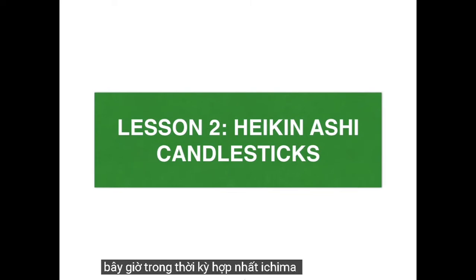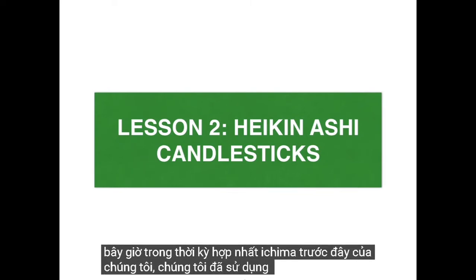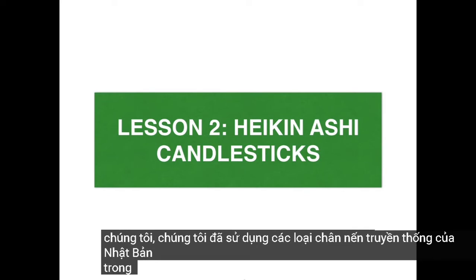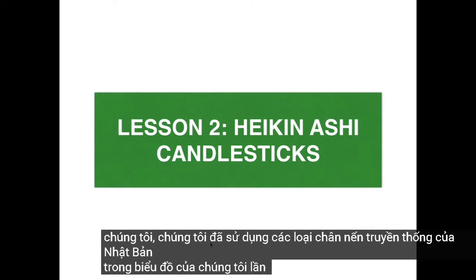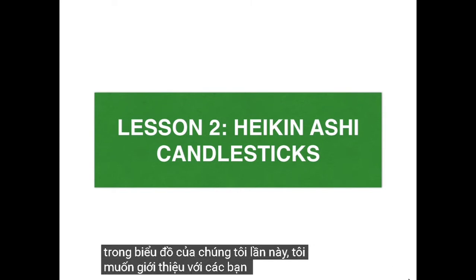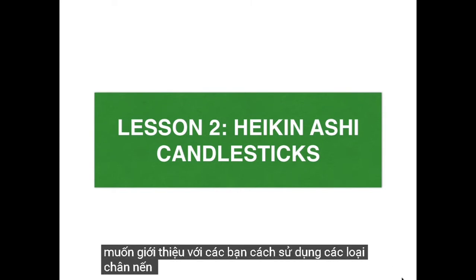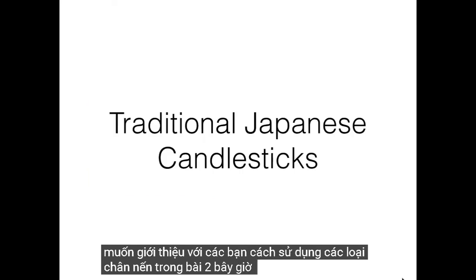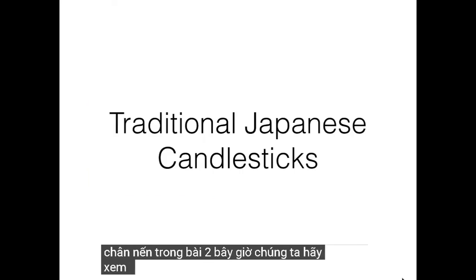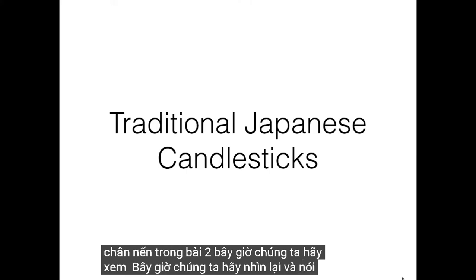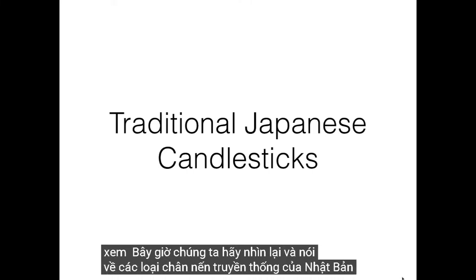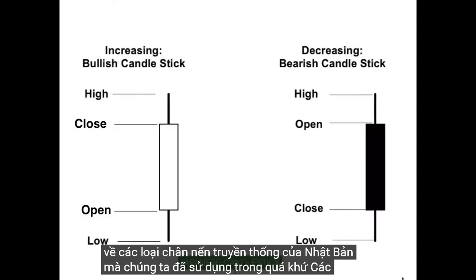Now, in our previous Ichimoku lessons, we have been using traditional Japanese candlesticks in our charts. This time, I would like to introduce you to Heikin Ashi candlesticks in lesson 2. Now let's look back and talk about traditional Japanese candlesticks that we have been using in the past.